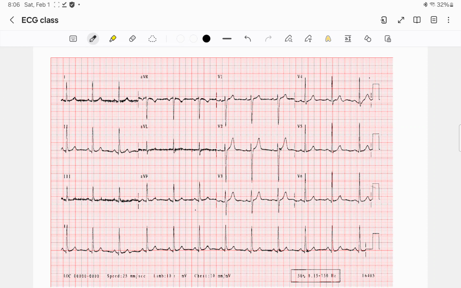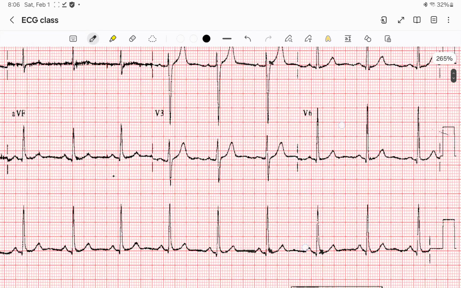And next we would look at the T waves in all the leads. On this ECG, there are no T wave inversions except in AVR, and that's normal. It's normal to have T wave inversions in AVR. And then finally, we can measure the QT interval. Let us pick a lead such as lead 2.